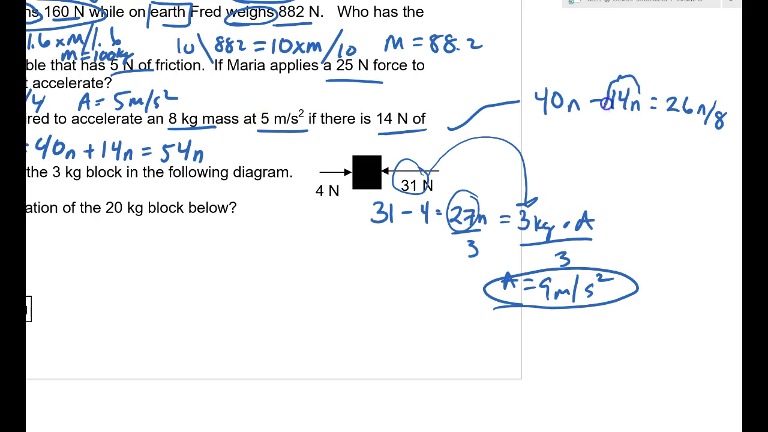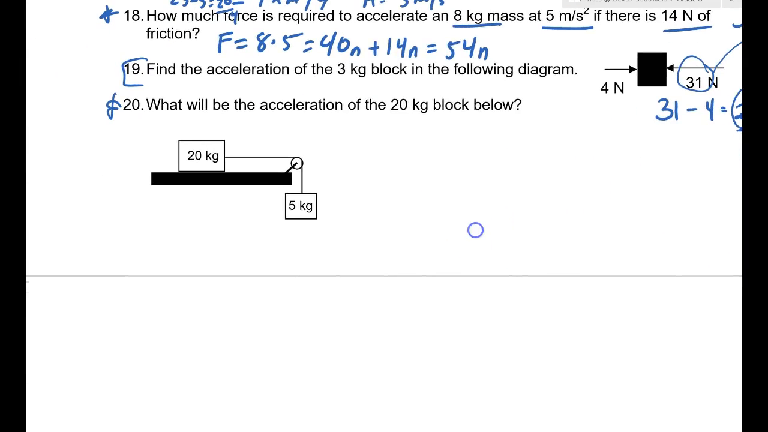We need to account for this, which means that the total push that we need to give has to be 14 newtons bigger. So it can't be 40, it has to be 54 to end up being 40 newtons applied to the 8 kilogram object, which accelerates to 5 meters per second squared. So we need to add on that friction to account for it.